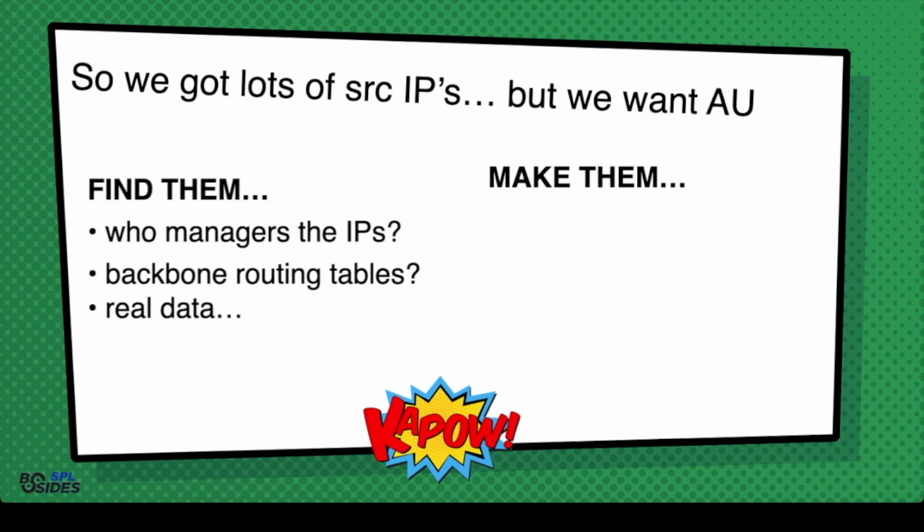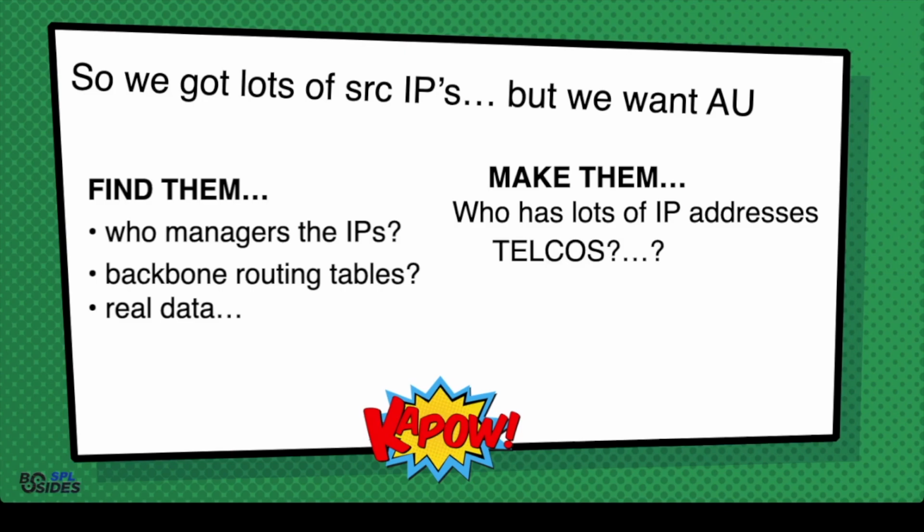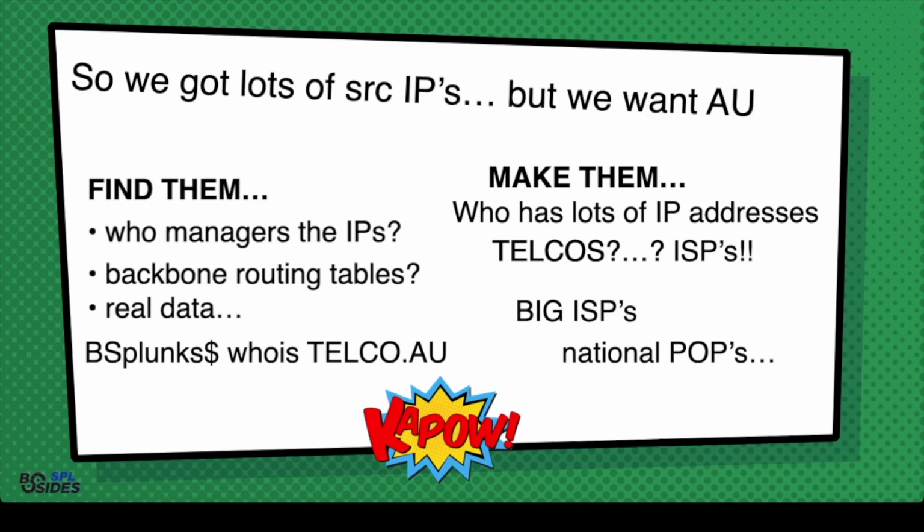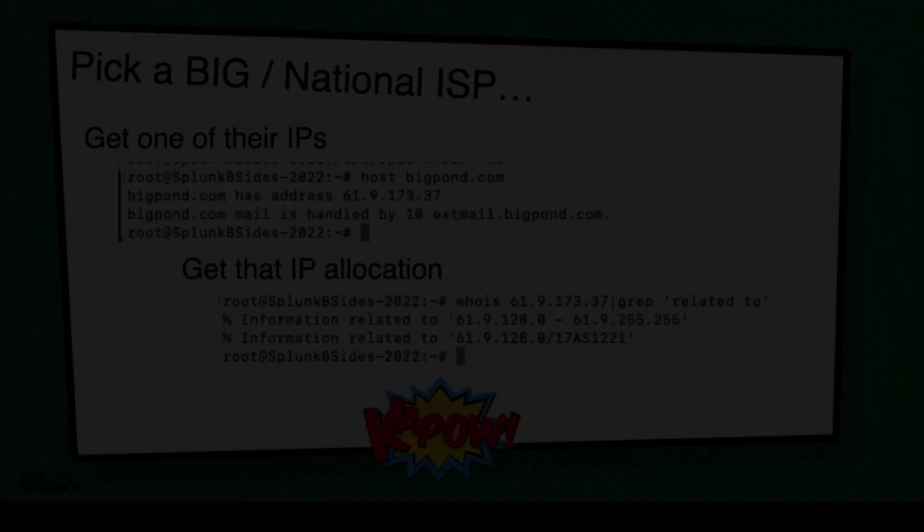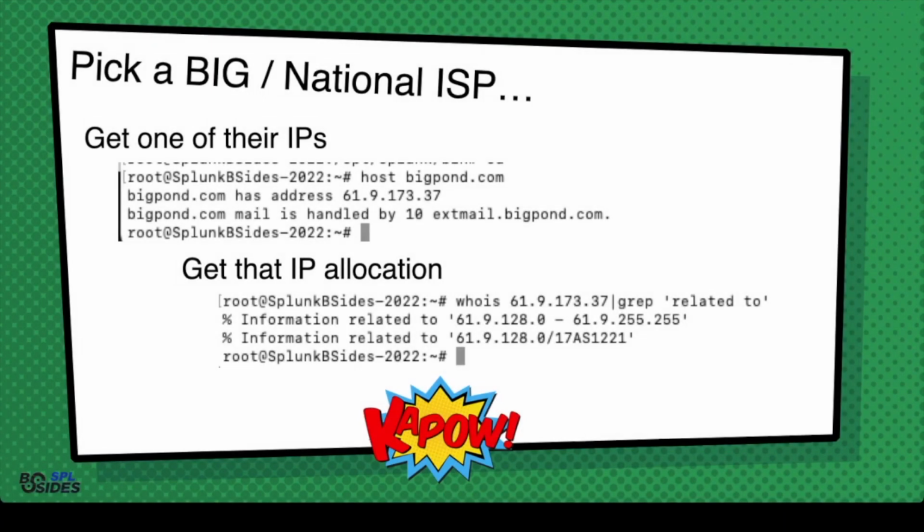How do I make just Australian IPs? Well, I thought to myself, who has lots of IP addresses? And I was like, well, telcos, ISPs, big ISPs. Yeah, this is the thought that I needed. So, who's a big ISP with national points of presence? And I picked one. The most common name we hear all the time in Australia is Telstra, and Telstra's ISP side was Big Pond. So, no matter where you are in the world, you're going to have the same concept to go with.